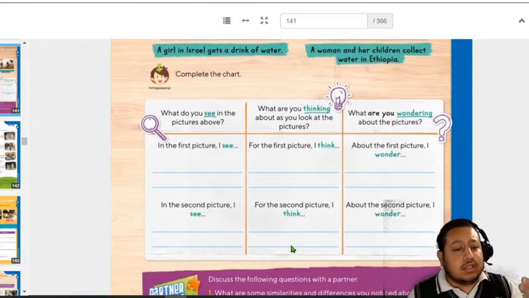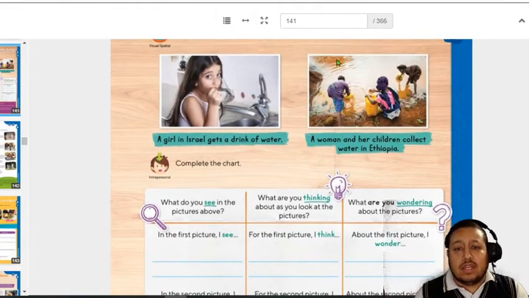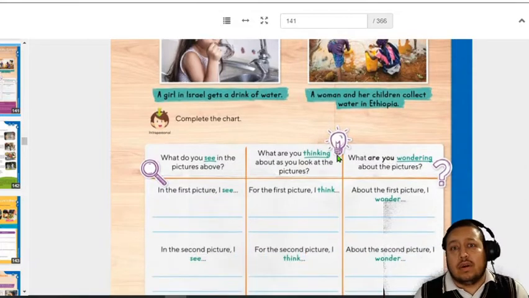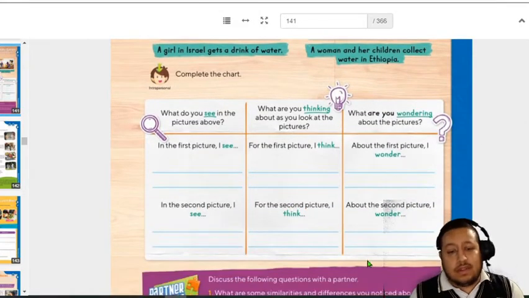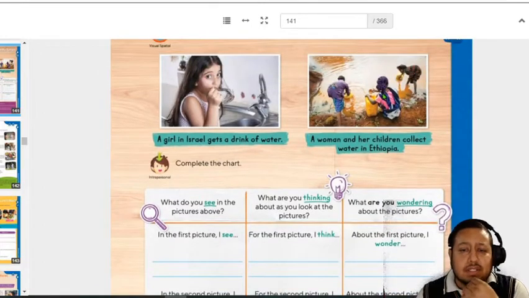So let's go to the next one, and it says, in the second picture, I see. What do you see here? You need to describe everything you see, right? Not just water. No, describe everything. For the second picture, I think, what do you think about this? ¿Qué piensas de esta foto?